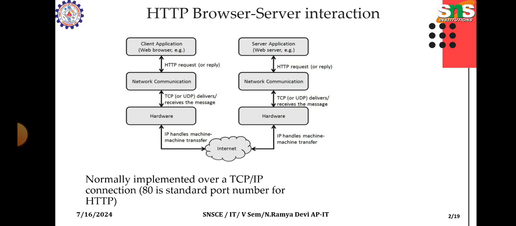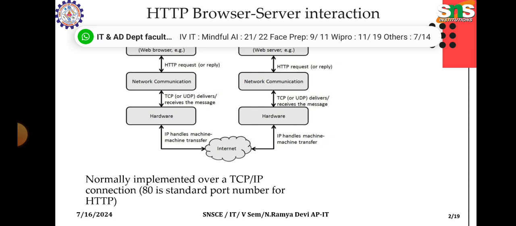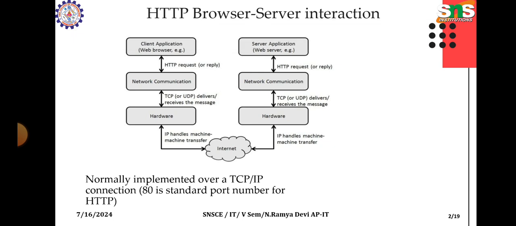Through the IP address it finds the particular destination, and then in that system it finds the TCP or UDP port which needs this actual message. Then through network communication this HTTP request is sent to the server application, like a web server, which processes the HTTP request and sends the HTTP response from the server to the client application. In the TCP/IP connection, 80 is the standard port number for HTTP requests.